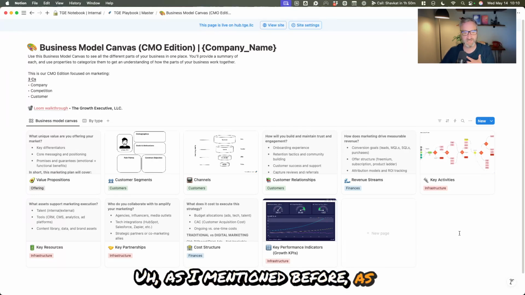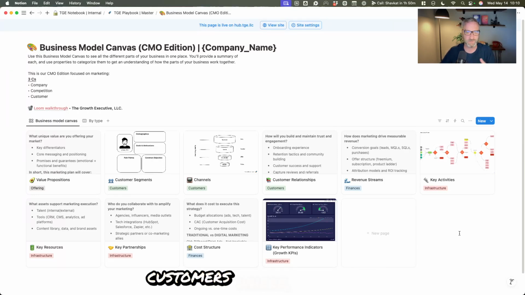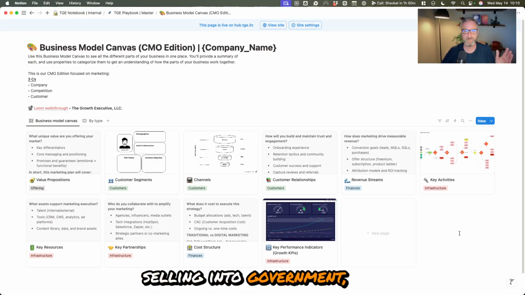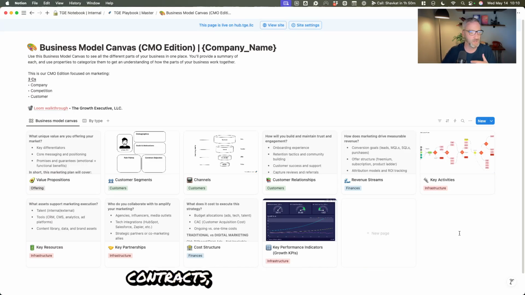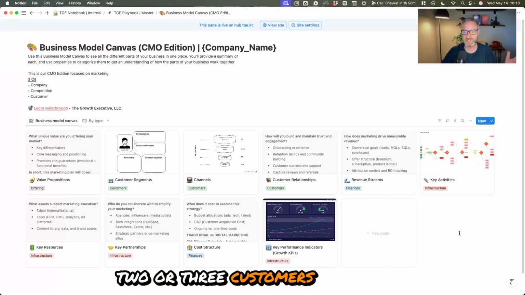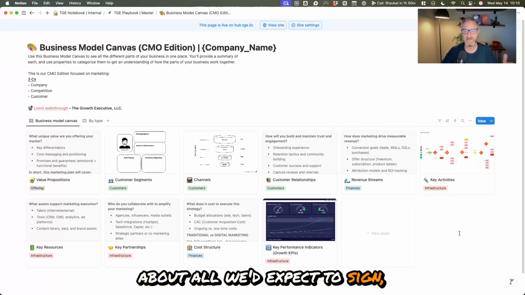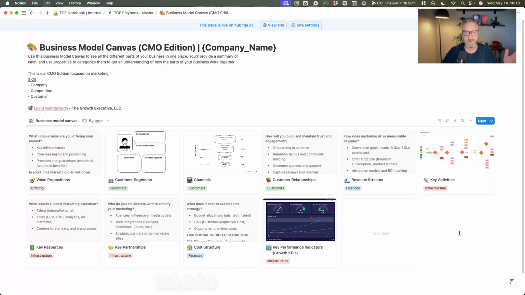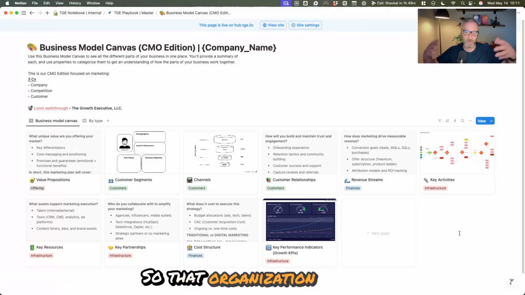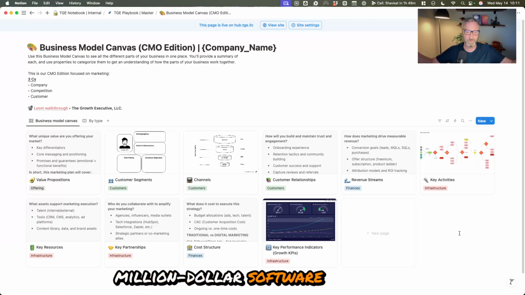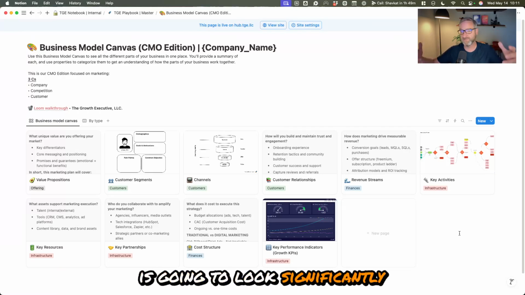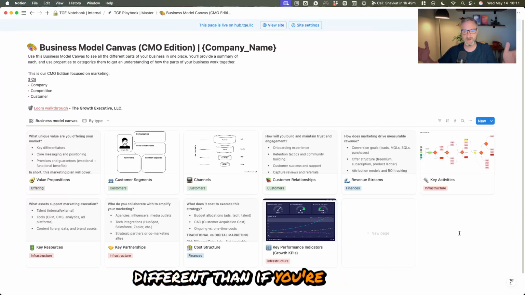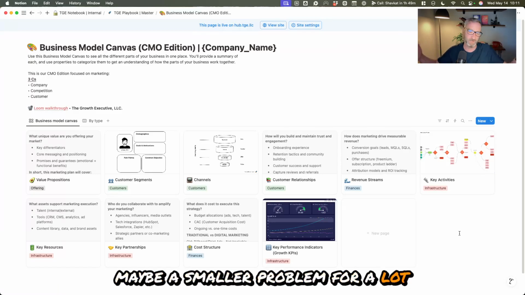As I mentioned before, as a software company, I've served customers selling into government, for example, where there were $4 million contracts, a long RFP, request for pricing, a long drawn-out process. Two or three customers a year was about all we'd expect to sign, but that would generate 12, 18, $20 million in billings. And then the ongoing maintenance of that, of course, would stack. So that organization selling $1 million software contracts is going to look significantly different than if you're solving maybe a smaller problem for a lot of people, right?